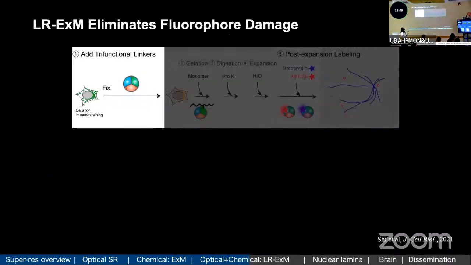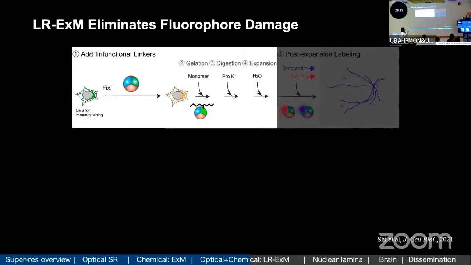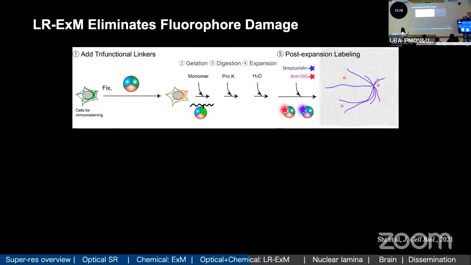The workflow of LR-ExM is very similar to the initial workflow. There are only two different steps. The first one is adding the trifunctional linkers in the immunostaining step. The middle part is identical to the initial expansion microscopy. And we have an additional step, which is post-expansion labeling, to introduce the fluorescent dye to the biotin, digoxigenin or azide, so that the dye is in the system for imaging but not quenched.